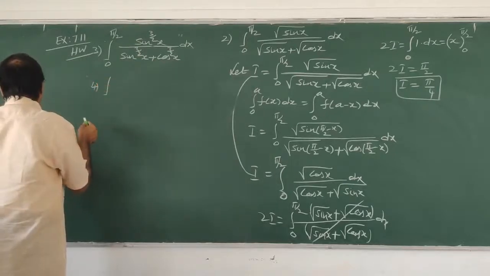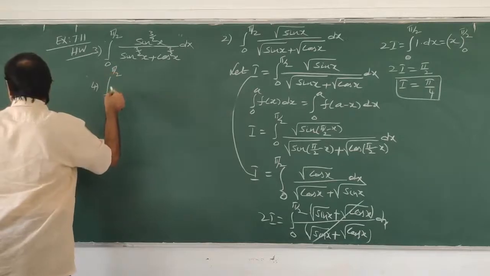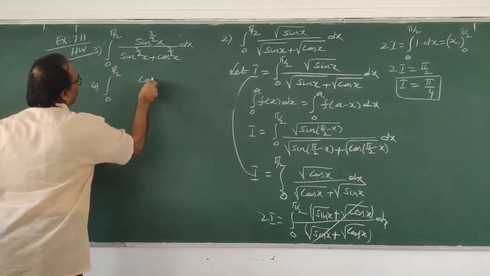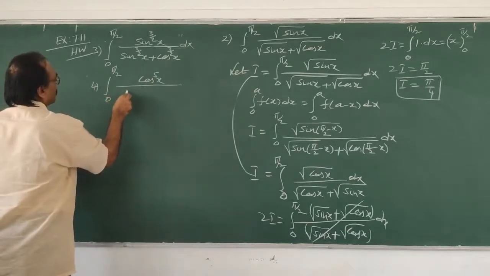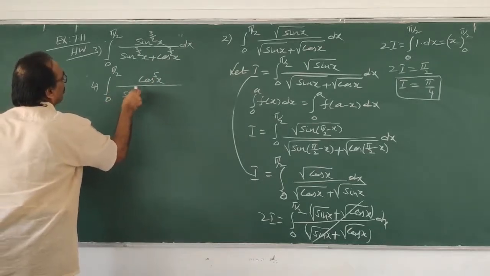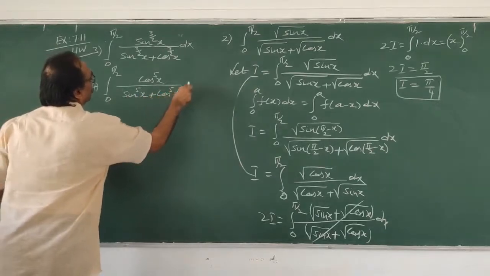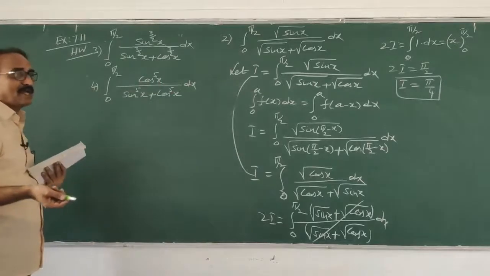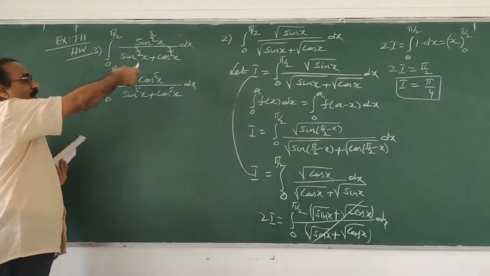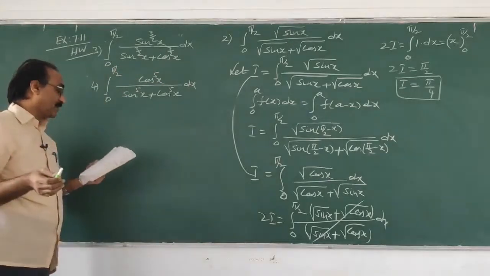You can do it, 0 to pi by 2. This fourth problem also you can do. What is given? Cos power 5 x over sin power 5 x plus cos power 5 x dx. For practice purposes, these many questions are given. This is also the same. It will get cancelled if we add I plus I, pi by 4. Here pi by 4, here pi by 4, here pi by 4. 1, 2, 3, 4. All answers are pi by 4 only.